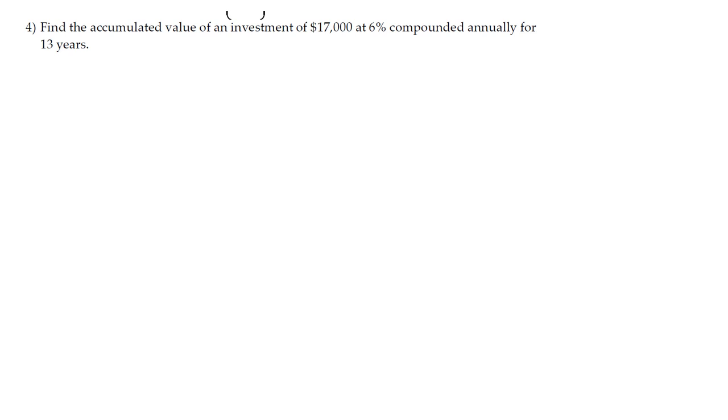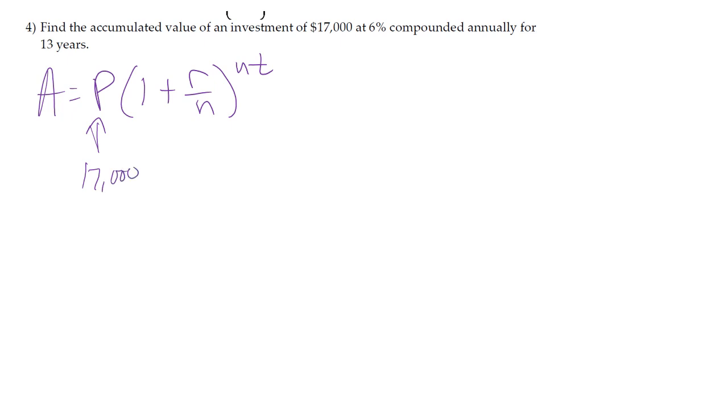So here we want the accumulated value of compound interest, okay? So we have this formula that says P times 1 plus R over N to the NT would be a compound interest formula. P is the investment, that's the $17,000. R is my rate, that's the 6%, 0.06. N is the number of times we're compounded, and T is the number of years. Okay, so 13 years. So compounded, well, it's compounded annually, which means once a year, so N would be once.